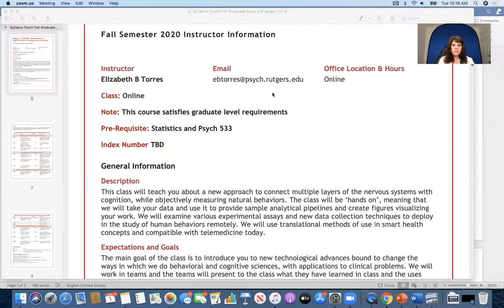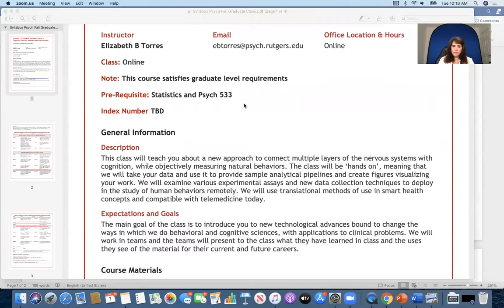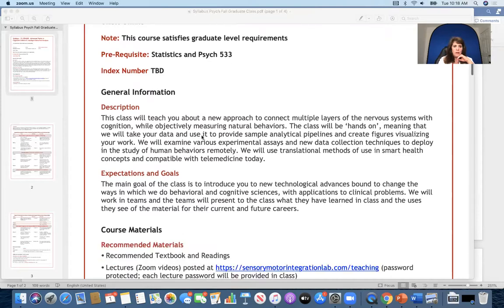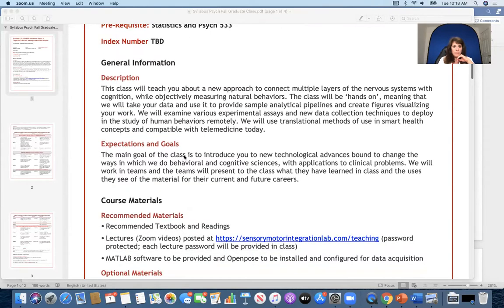This is my email. We're working off campus, so you can set up office hours with me individually. This course satisfies graduate level requirements, and the only prerequisite is that you have taken some statistics class, basic statistics, and Psych 533, which is an introduction to analytical methods that Professor Joe McGann taught last year. And I think that will be a good introductory course.